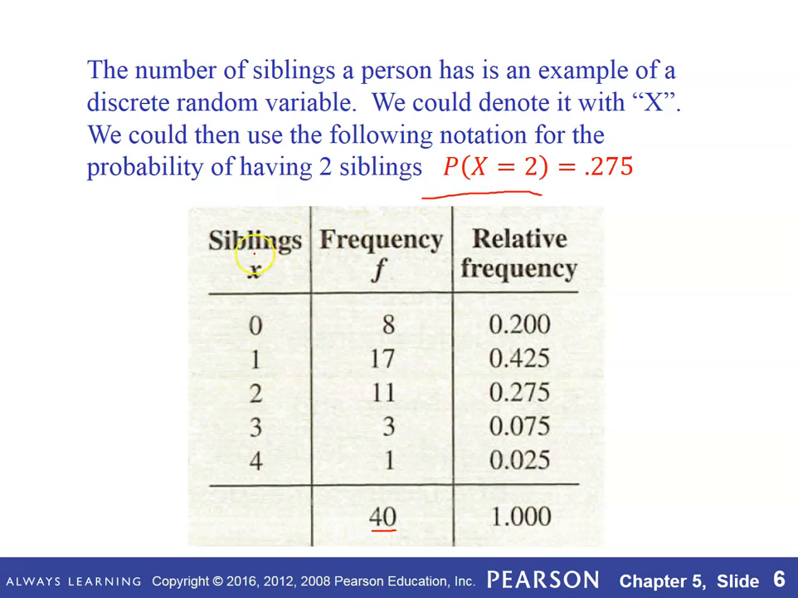And so we could describe this random variable as x. So x would be the number of siblings you have. And this notation would be the probability that x is equal to 2. In other words, what is the probability that a randomly asked individual in my honors algebra 2 classes would have exactly 2 siblings? And the answer would be 0.275. And that's relative frequency or random variable notation.